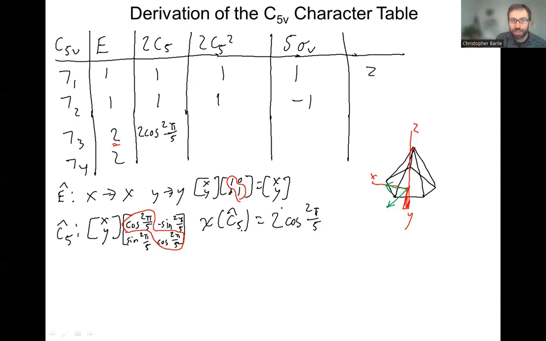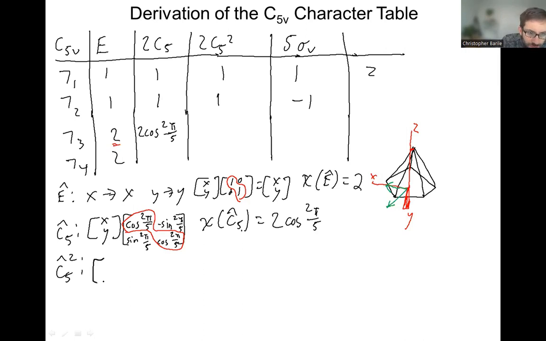Things get complicated when you have C5s or C7s in your character table. Okay, and by the way, up here, chi just means character of. That's the notation I used. Chi of the identity operation was 2, because we had 1 plus 1. All right, so now we get to do the exact same thing for C5-2.